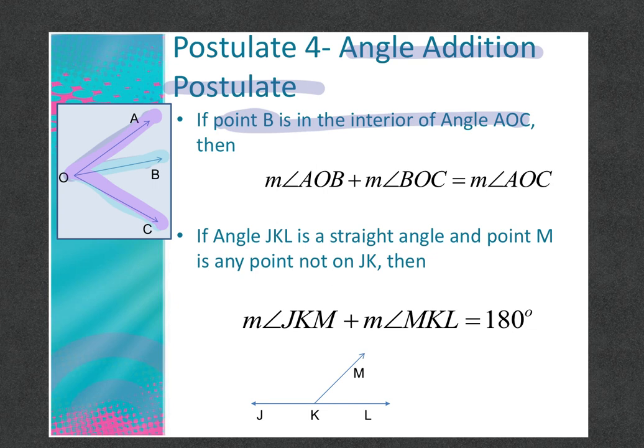If B was not in the interior, let's say it's over here, now that changes all of that. AOB could be here, and BOC could be here. Those would be overlapping. So what's important is that it starts with if it's in the interior of the angle. The second part of this says if angle JKL is a straight angle and point M is any point not on JK, then if I add those two angles up, JKM and MKL, they would add up to 180 because they form that straight angle.